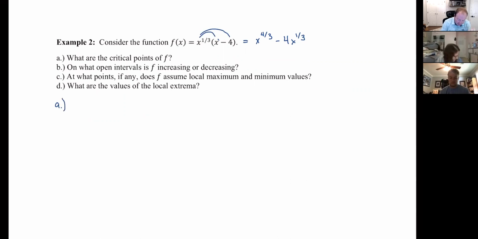So part A asks us to find the critical points. To find the critical points, we take the derivative. So f prime of x, in this case, is going to be 4/3 comes down, and we have x to the 1/3, because we subtracted 1 from the power, minus 4 times 1/3 x to the negative 2/3.